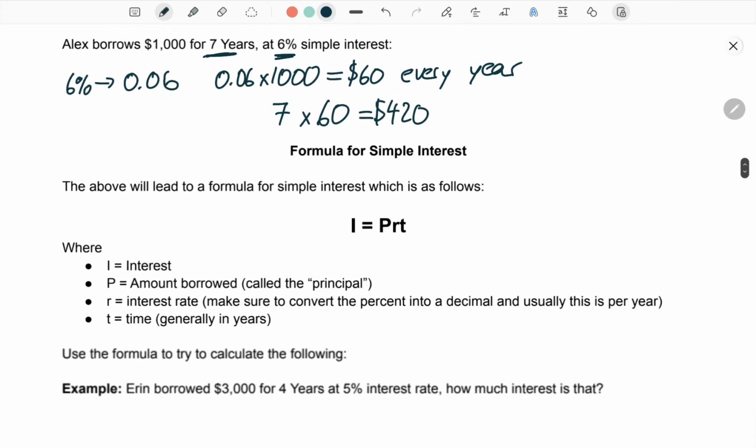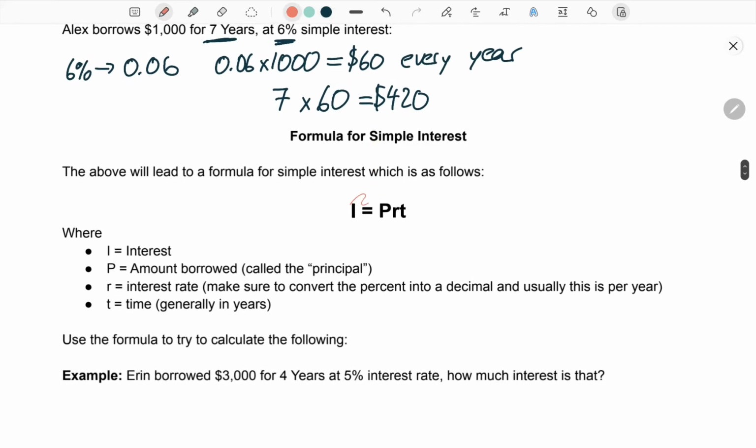And that formula that we can use is going to be this formula. I is equal to PRT. So what does each part mean? Well, I, that's the interest. So how much interest is actually accumulating? So that's what we've been calculating in all of the parts before.